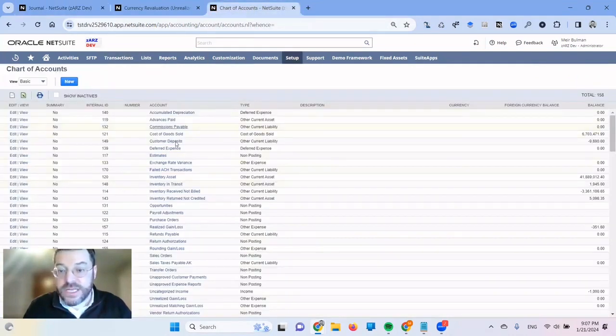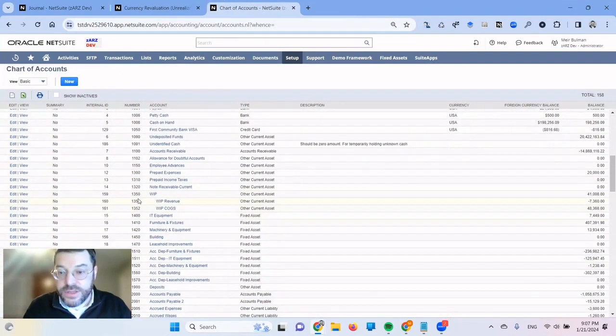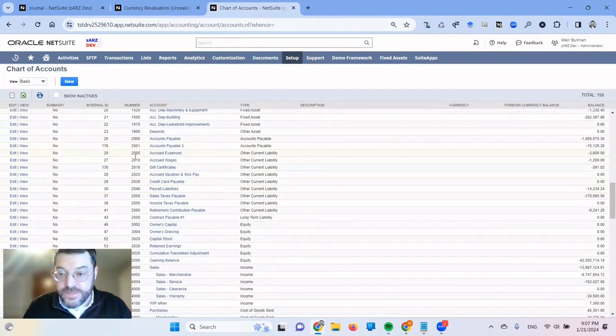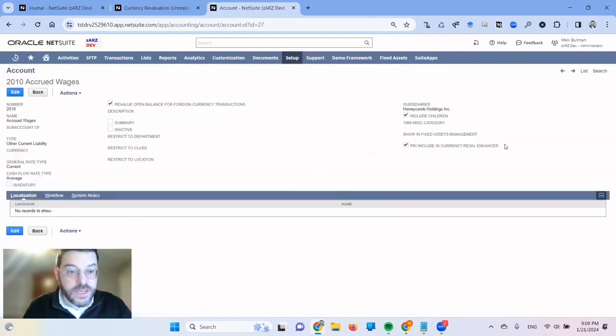What we've added is a flag on the account record. Let's go to this GL account right there. And we have a flag that says include this GL account in our enhancer tool. What that simply does is tell NetSuite whether to have it participate in our tool or not.